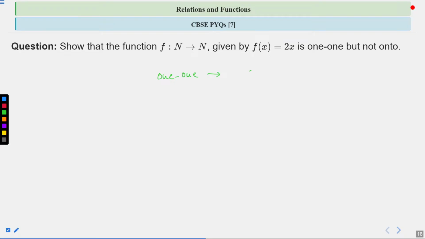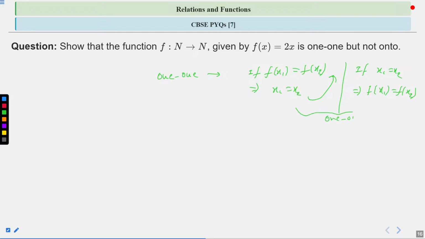For one-one, if f(x1) is equal to f(x2), then there must be x1 equal to x2. Clear? And vice versa can also be correct. That is, if x1 is equal to x2, then f(x1) should be equal to f(x2). Then only this is the condition for one-one. And for onto, the codomain should be equal to the range. See, here N is the codomain and it should be equal to the range.